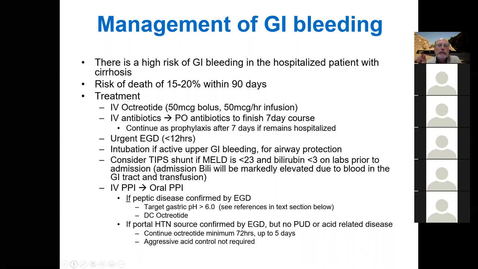IV PPIs, oral PPIs, but you want to get them off the proton pump inhibitors early, meaning 4 to 6 weeks. These proton pump inhibitors increase the risk for bacterial peritonitis, they increase the risk for C. difficile. So long-term PPIs should be in very selected patients.